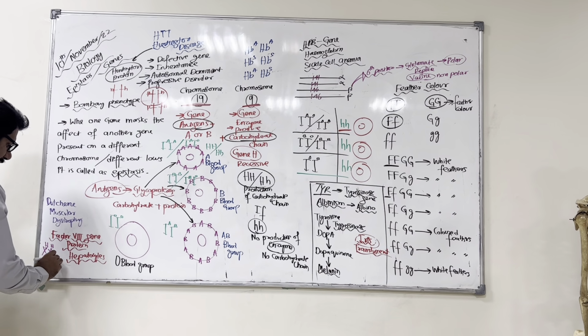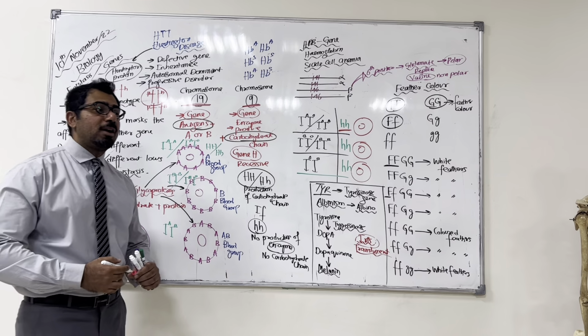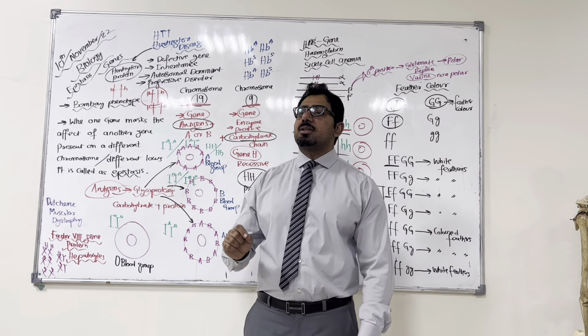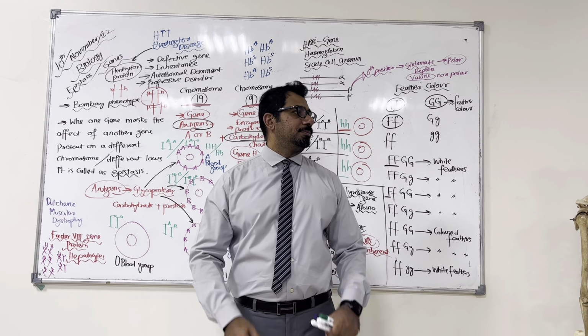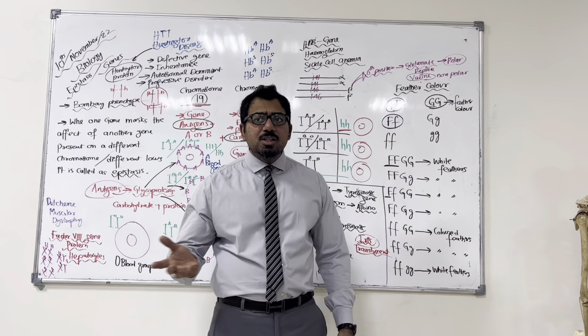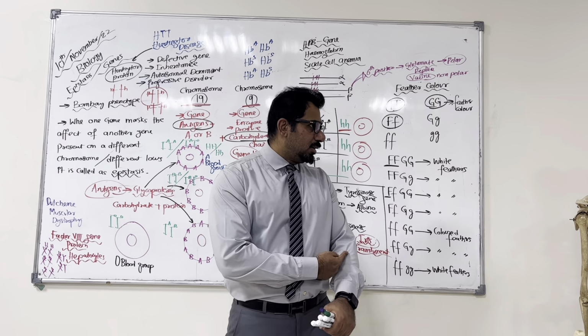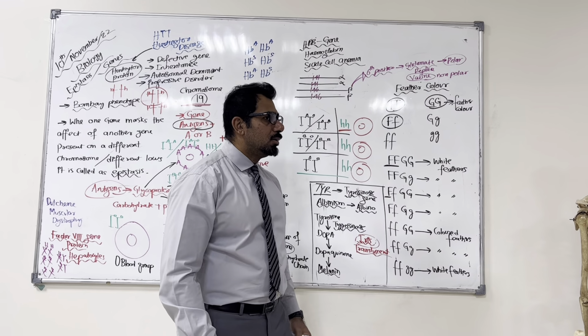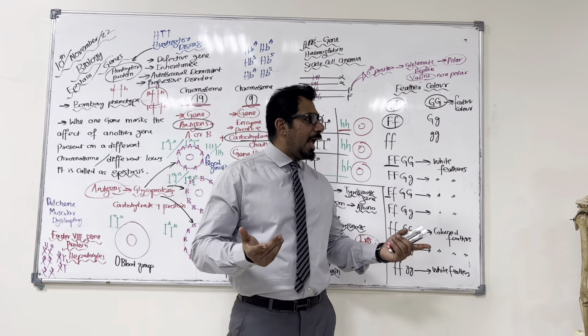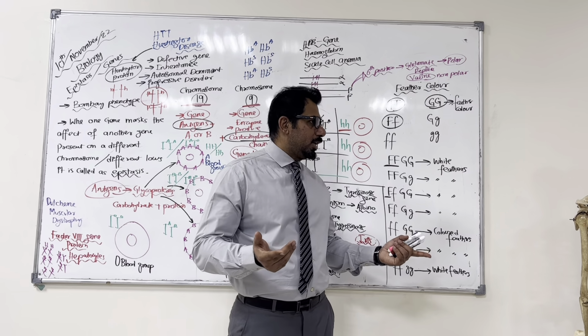While in men, we have discussed it can be X^H Y or X^h Y. A person who is X^H Y will be normal. A person who is X^h Y will be hemophilic. Now, again, this is a genetic disorder. Is there any treatment for this? Yes. Why is there treatment for this? Because if we inject a person with this factor 8 protein, then if he gets a cut, he can clot his blood.